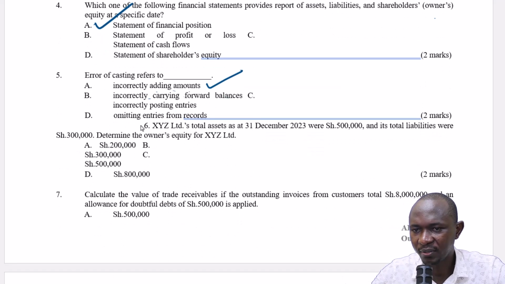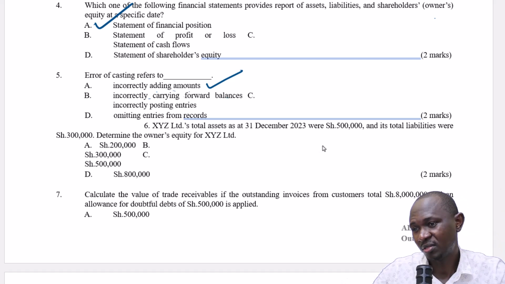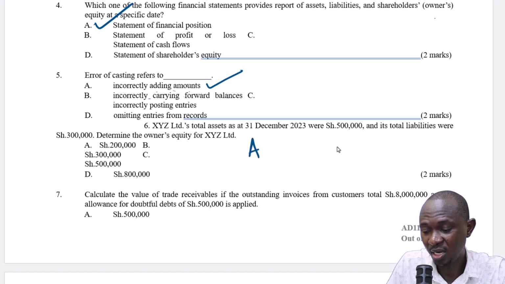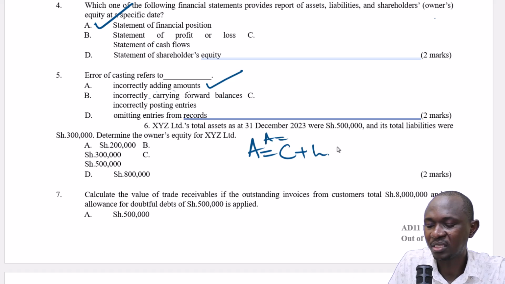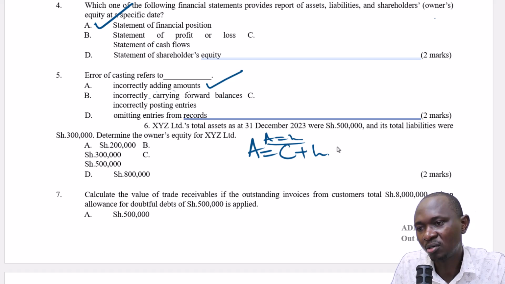Question 6. XYZ Limited's total assets as at 31st December 2023 were 500,000 and its total liabilities were 300,000. Determine the owner's equity for XYZ Limited. This is a very simple question and straightforward, really. Assets is equal to capital plus liabilities. Initially, we used to talk of assets is equal to liabilities, but no, liabilities can be broken down into capital plus liability.